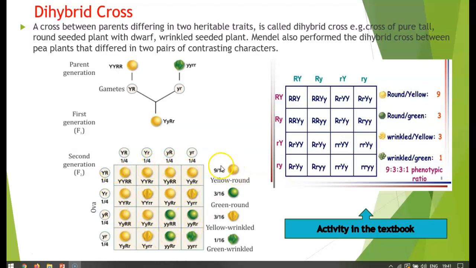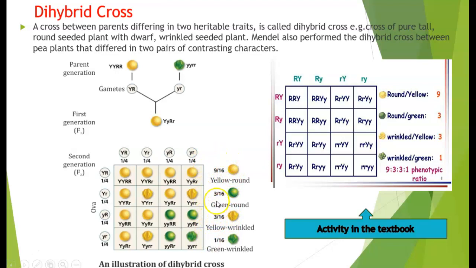When they all come together, you will see that you get around 9 yellow round seeds out of 16, 3 out of 16 green round seeds, 3 out of 16 yellow wrinkled seeds, and 1 out of 16 green wrinkled seeds, which give you a phenotypic ratio of 9:3:3:1. Here I have also given you a solved example of the activity that is in your textbook. You can try it out, pausing this video, and verify whether you are successful in filling the grid.